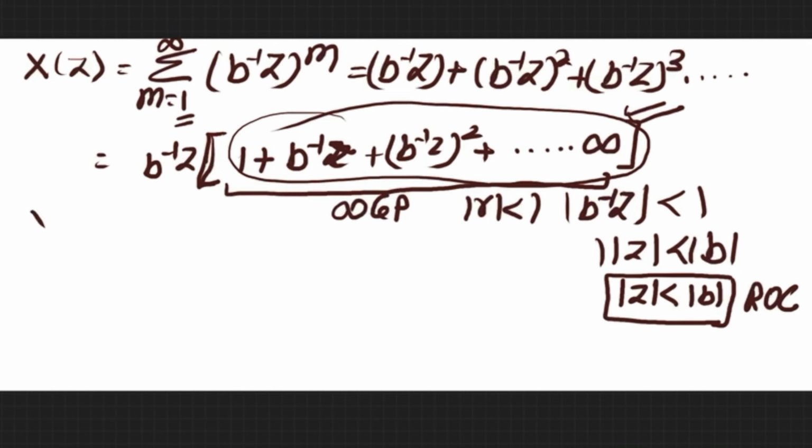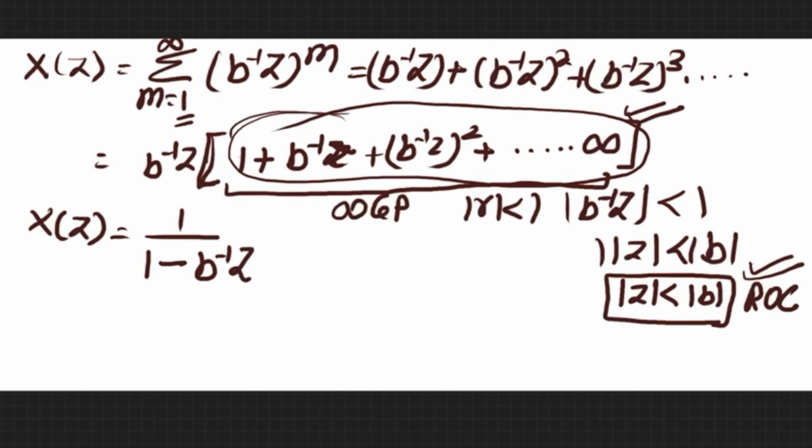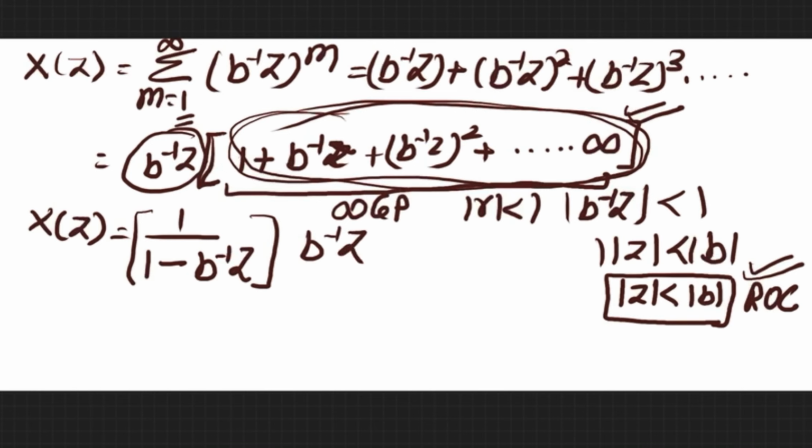Now what will be the value of the Z transform then? Again, according to the infinite GP, if the result is bounded by the finite condition, then it will be 1 upon 1 minus r, where r is b inverse z. So the result of this complete GP will be 1 upon 1 minus b inverse z. Outside we have b inverse z, so I am writing it here. Now we simplify this equation, and we get z upon b minus z. So this gives us the Z transform, that is z upon b minus z.